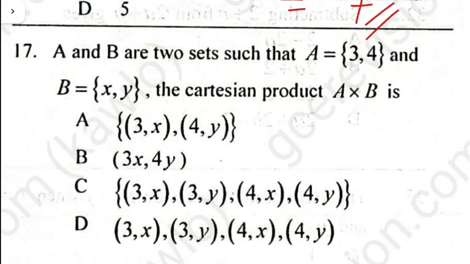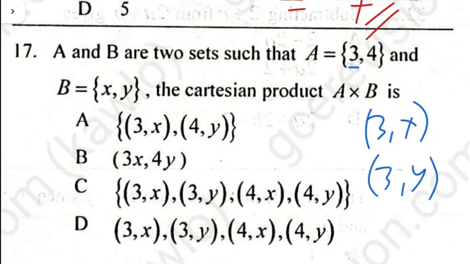Question 17. A and B are two sets such that A equals {3, 4} and B equals {x, y}. The Cartesian product A × B is... So how do we get the Cartesian product? To get the Cartesian product, we take the first element in set A, which is 3, comma, and then the first element in set B, which is x. Put brackets like this. The next one should be the first element in set A again, and the second element in set B, until we have used all the elements in set B. So we have (3, y), that's the next one. We have already used 3, right? So the next one is 4. So (4, x), then (4, y).